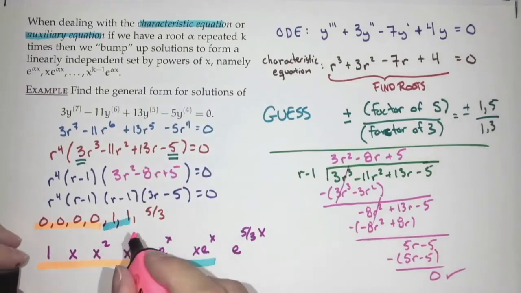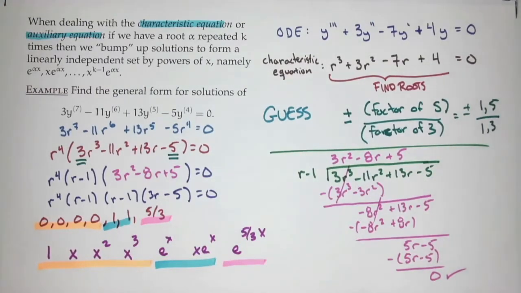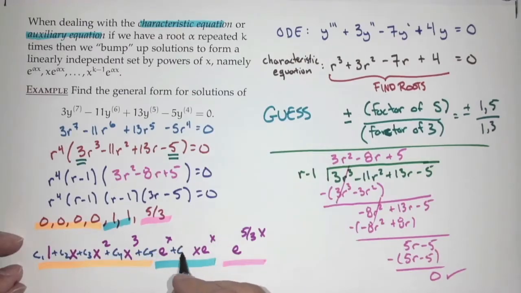Now, we're not quite done yet, but we basically are. We just need to do what to finish up? Yeah, we need to put it into the general form, which just means add some constants. So we have c1 times 1 plus c2 times x, c3 times x squared, c4 times x cubed, c5 e to the x, c6 x e to the x, and c7 e to the 5/3 x. So we have 7 functions. And like we said at the start, we should expect 7 functions. It's the 7th derivative. And that's the answer. Done. Now we've solved the 7th order differential equation.